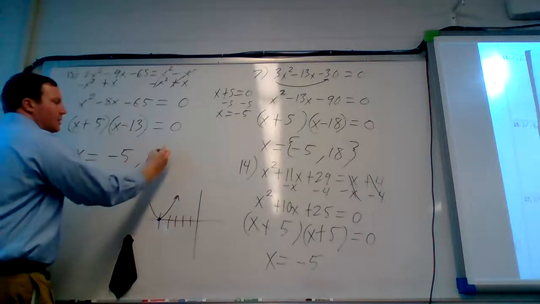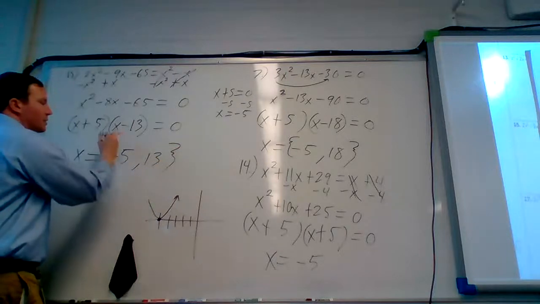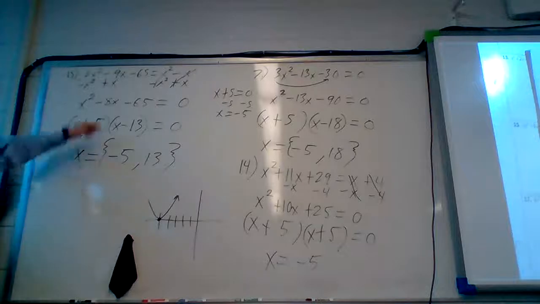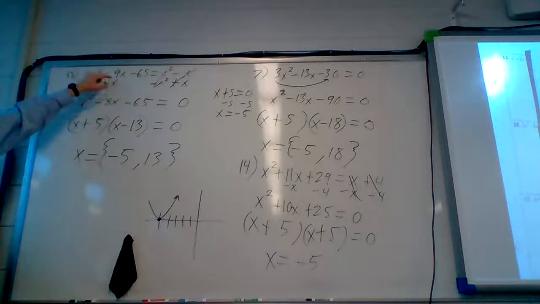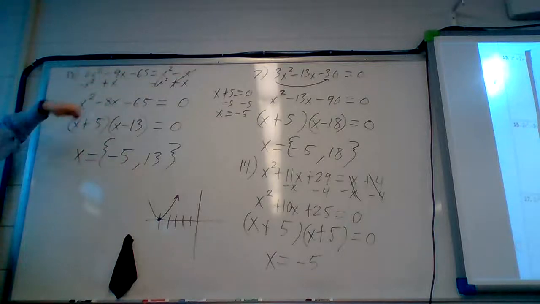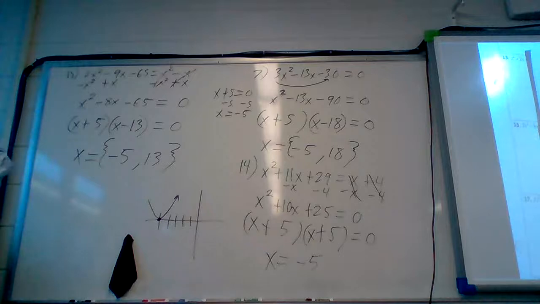So x is going to equal negative 5 and positive 13. Why did the 9x go to an 8x? Because we added an x to it. We had that negative x on this side, so we added 1 over to get it set equal to 0. Okay. So that is our solving quadratics by factoring.